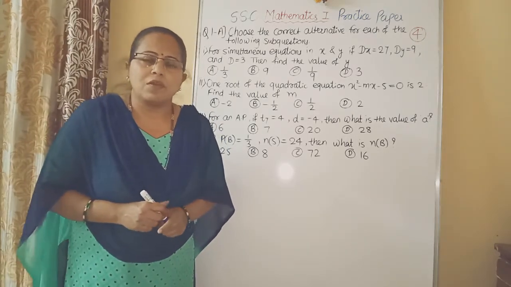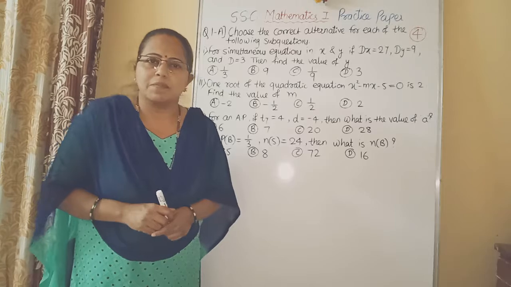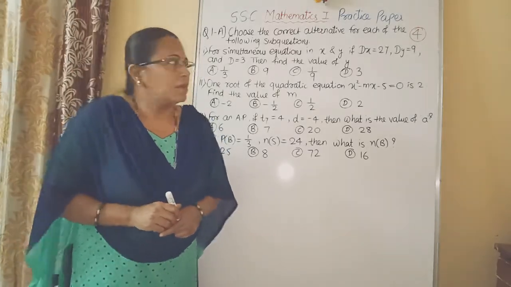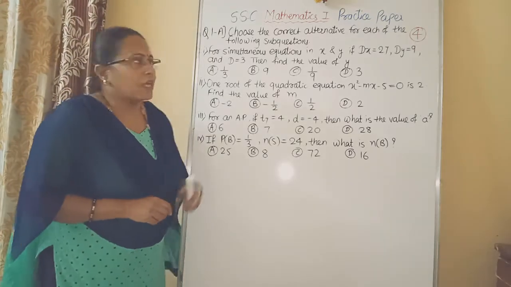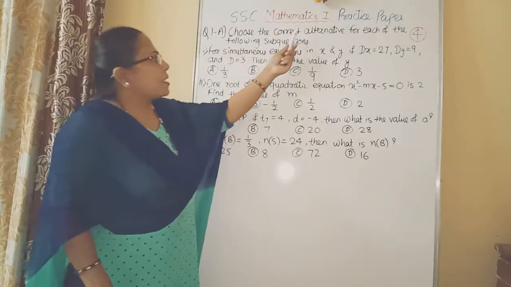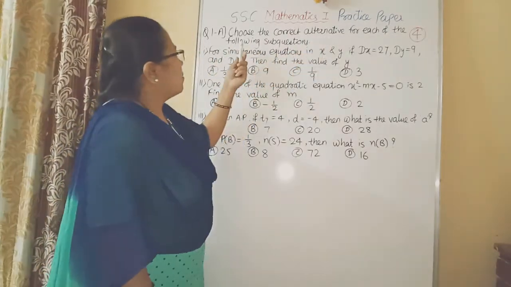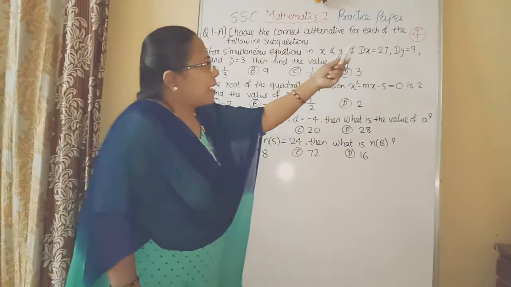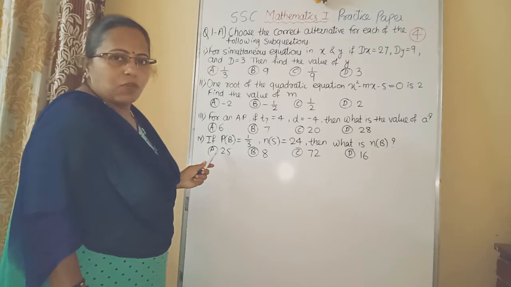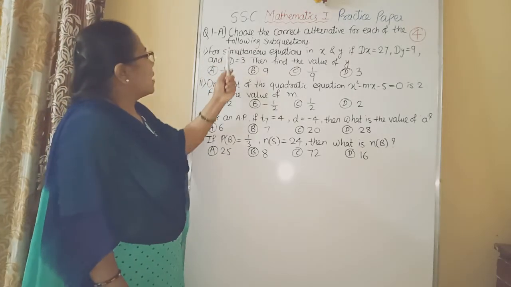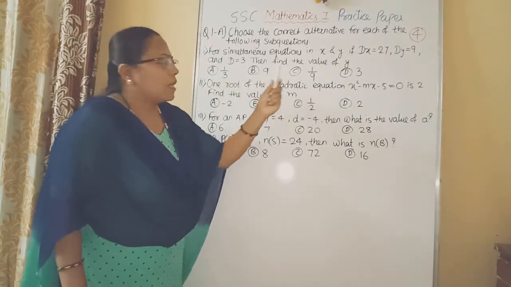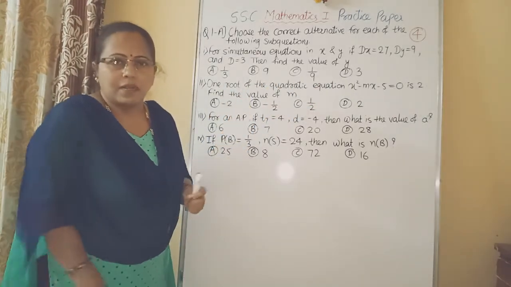We have completed the revision of all 4 lessons from Mathematics Part 1. Now let us solve the practice paper. Question number 1A is: choose the correct alternative for each of the following sub-questions, and it carries 4 marks. That means 1 mark for each question. Every question has 4 alternatives, and from these 4 alternatives we have to select one correct alternative.